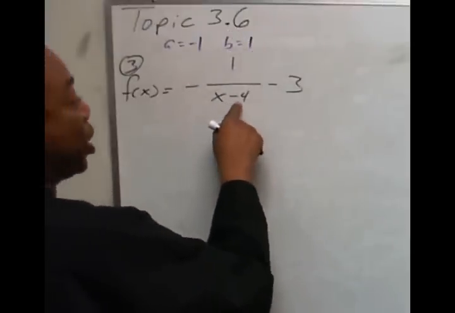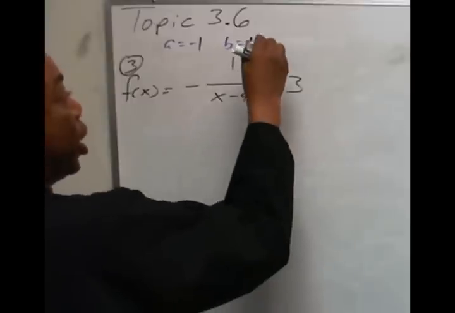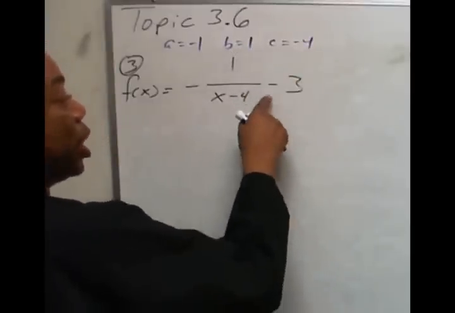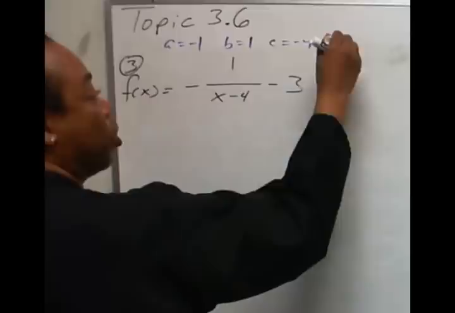The c parameter is anything that's adding or subtracting to the x. So our c parameter here is -4. And our d parameter is anything that's adding on the outside. Here, that'll be a -3.